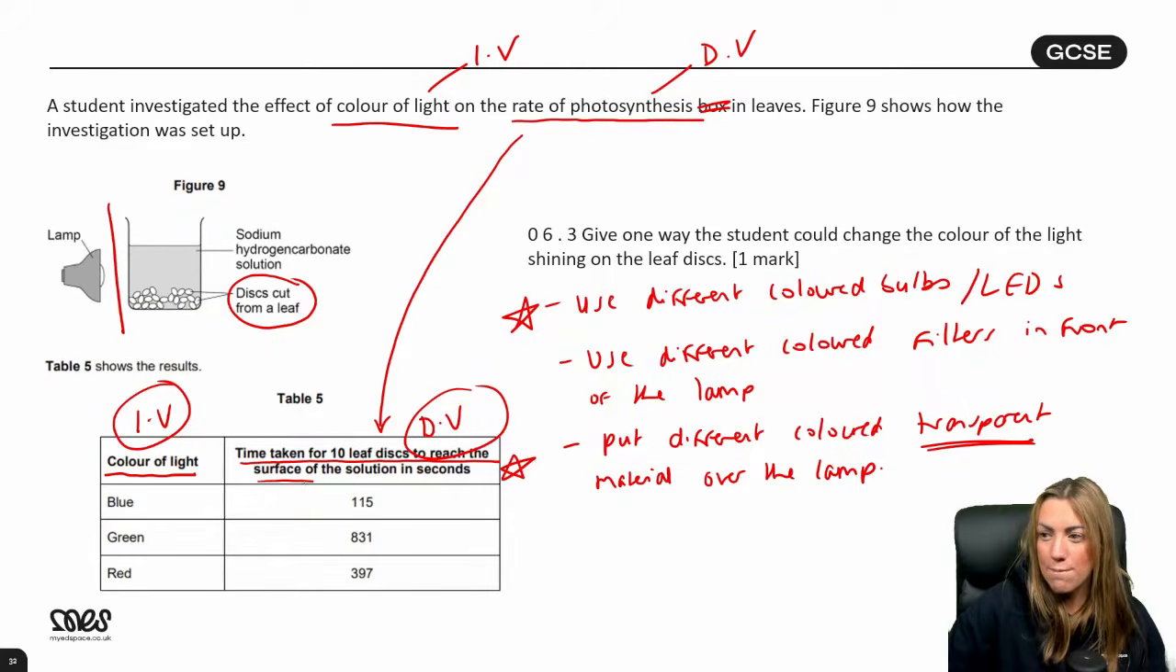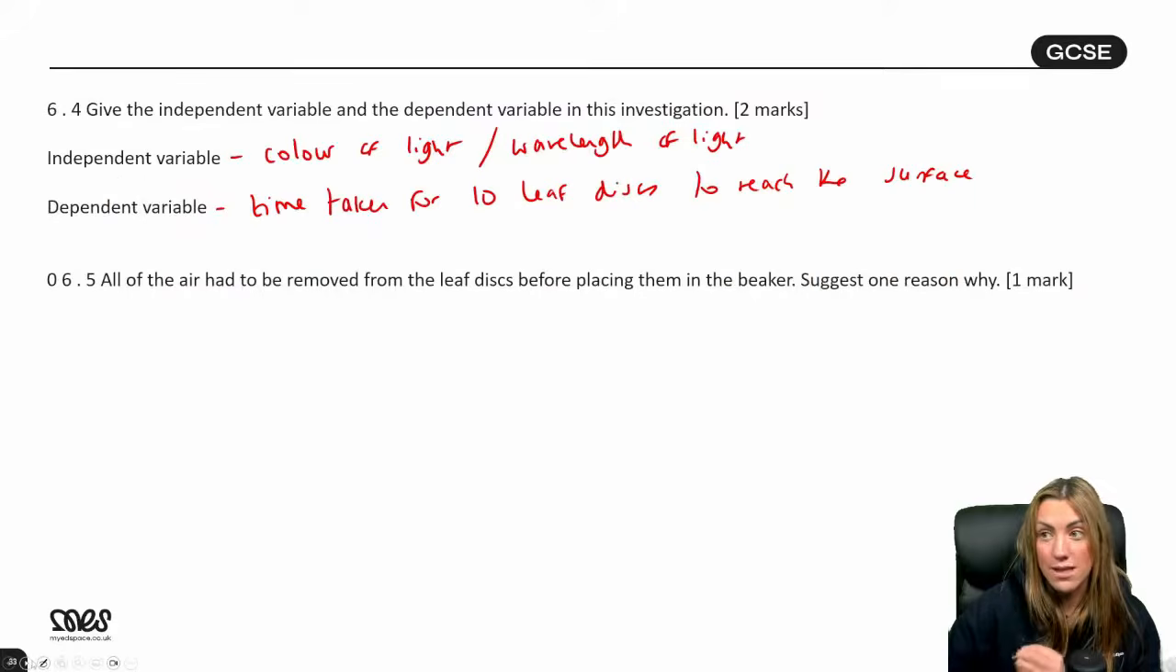Now, remembering we're measuring the time taken for the 10 leaf discs to reach the surface. So this makes sense to me now. Why would we have to remove all of the air from the discs at the start of the investigation, bearing in mind we are going to be measuring the time it takes for them to float or reach the surface of the liquid?